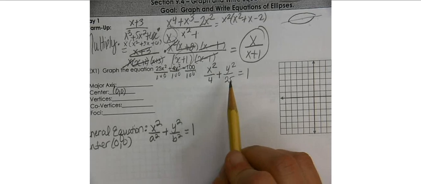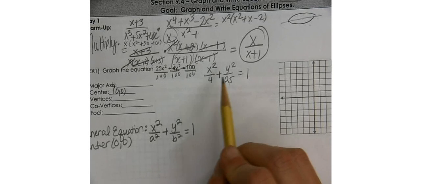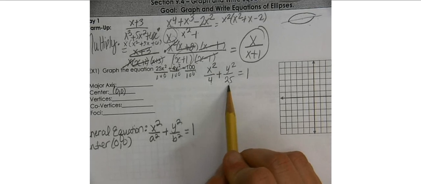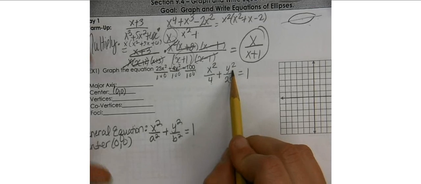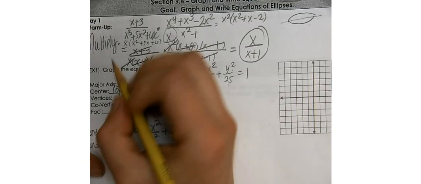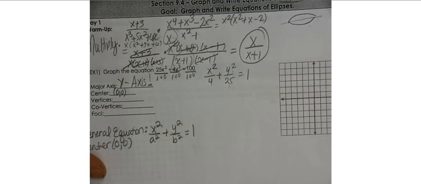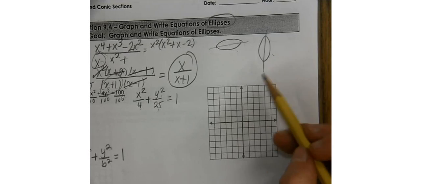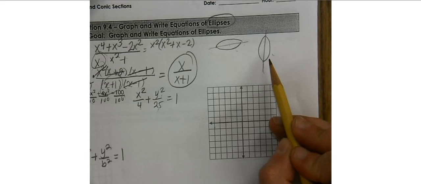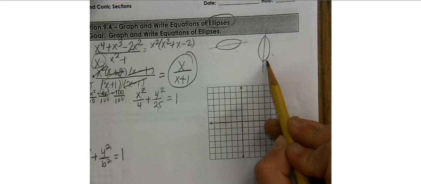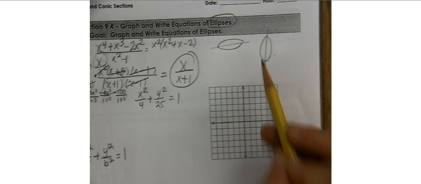Looking at our denominators, clearly 25 is bigger than 4. 25 is below y. So therefore, our major axis is the y-axis. So we know that our ellipse or our oval shape is going to look just like this because our major axis is the y-axis. 25 is bigger.